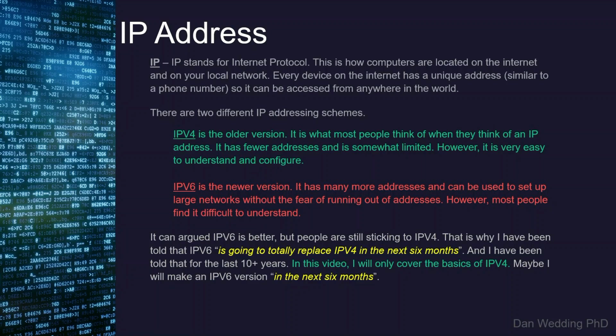IPv4 is the older version. It is what most people think of when they think of an IP address. It has fewer addresses and is somewhat limited. However, it is very easy to understand and configure. IPv6 is the newer version. It has many more addresses and can be used to set up large networks without the fear of running out of addresses. However, most people find it difficult to understand.